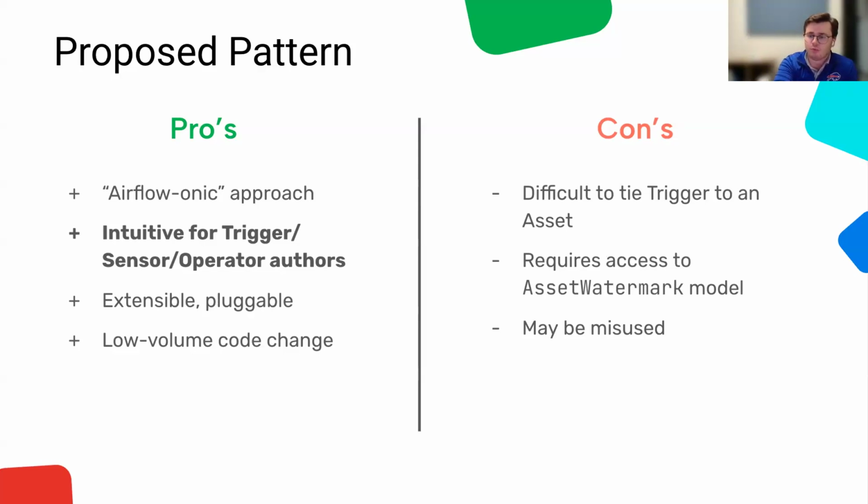Again, the original name for this model is asset watermark. It's probably going to move to something more generic like watermark or state, process state, whatever that is. But with the Task SDK, we'll have to author a way to access that from something like the trigger, which doesn't have access to the metadata database.